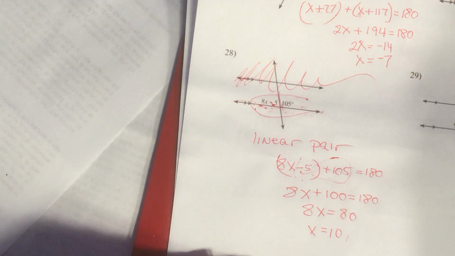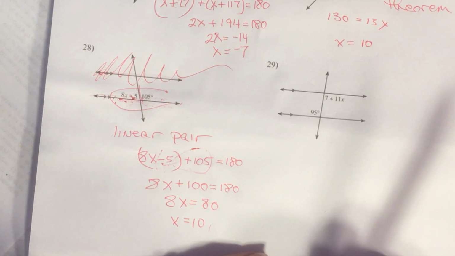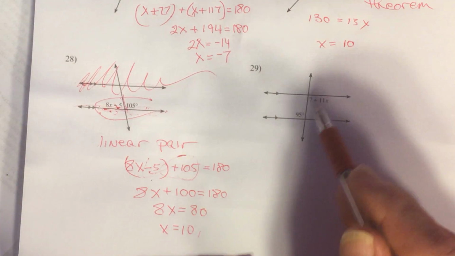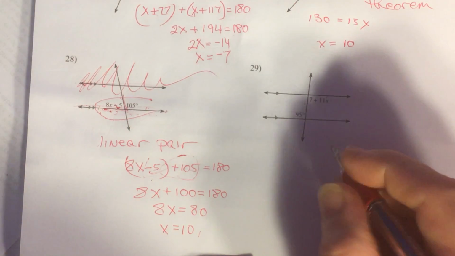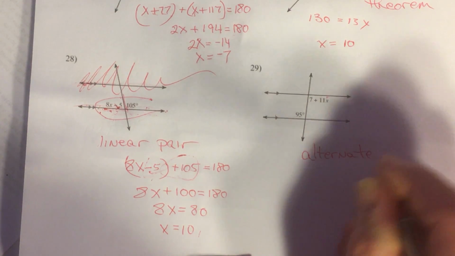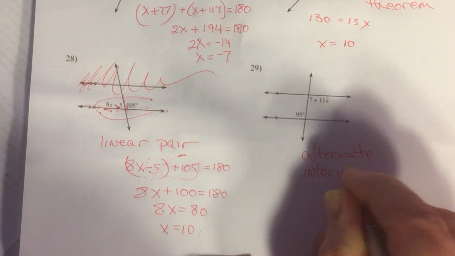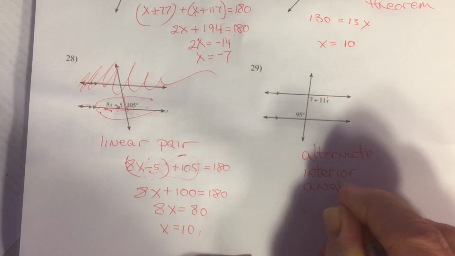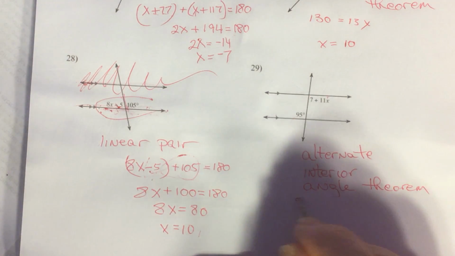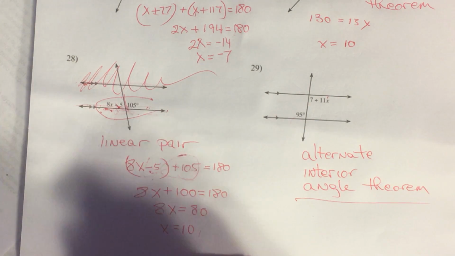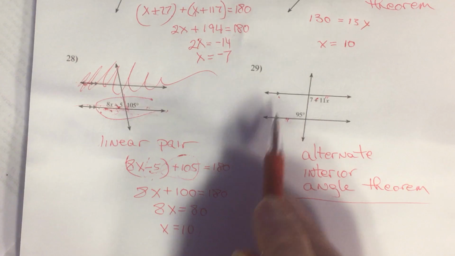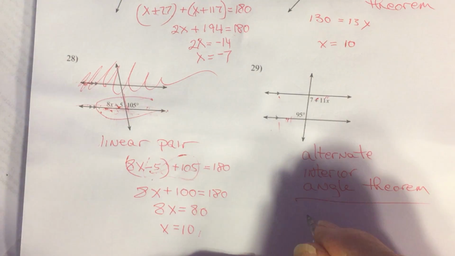All right. Here, what have I got? I've got parallel lines. I've got alternate interior angles. This is the alternate interior angle theorem, which says that these are alternate interior angles. These lines are parallel. These have to be equal.